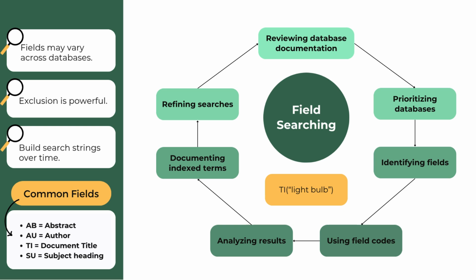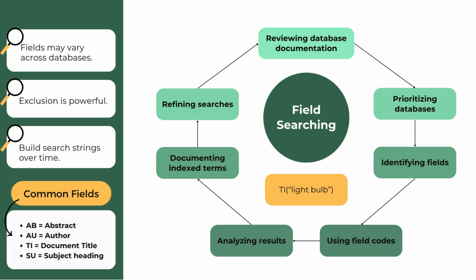Finally, building searches over time is another way to harness field codes. Using too many field codes at once without an in-depth understanding of a database's behavior can lead to more exclusion, which sometimes is what you want, but often, as mentioned, it's unintentional.